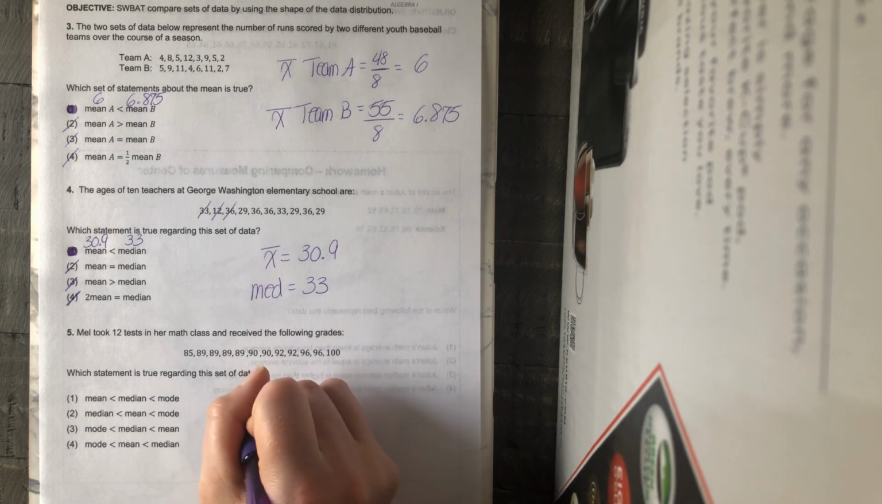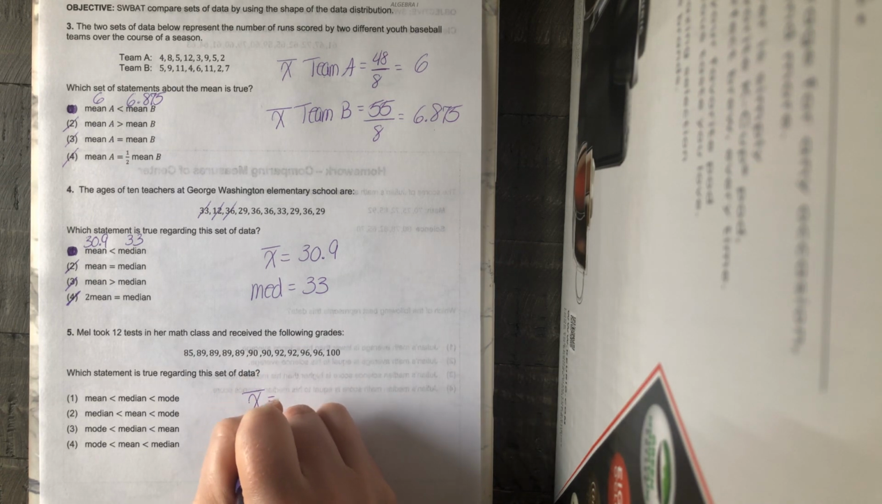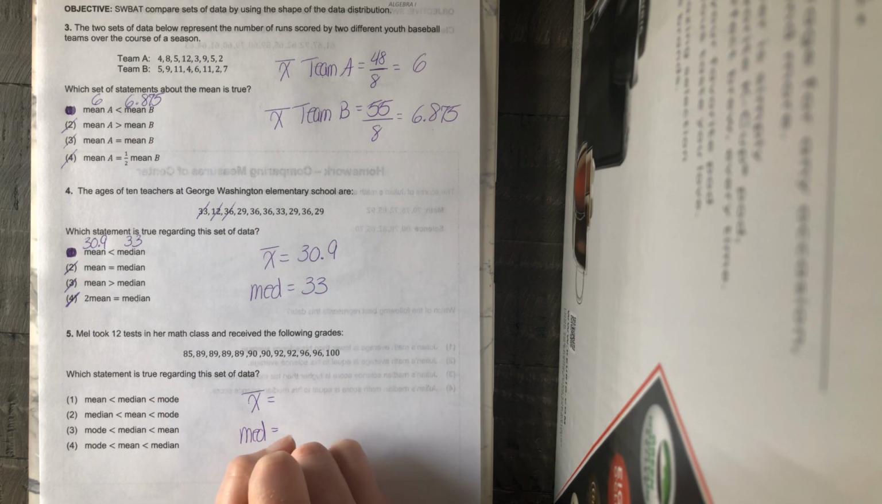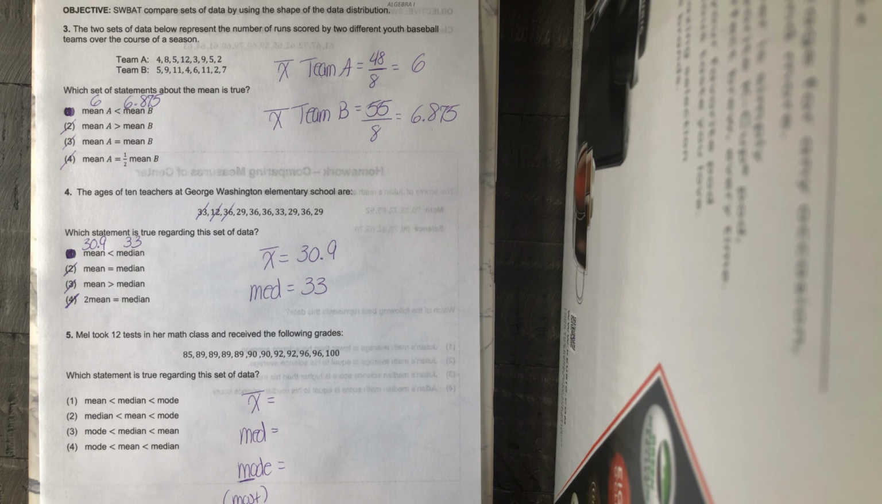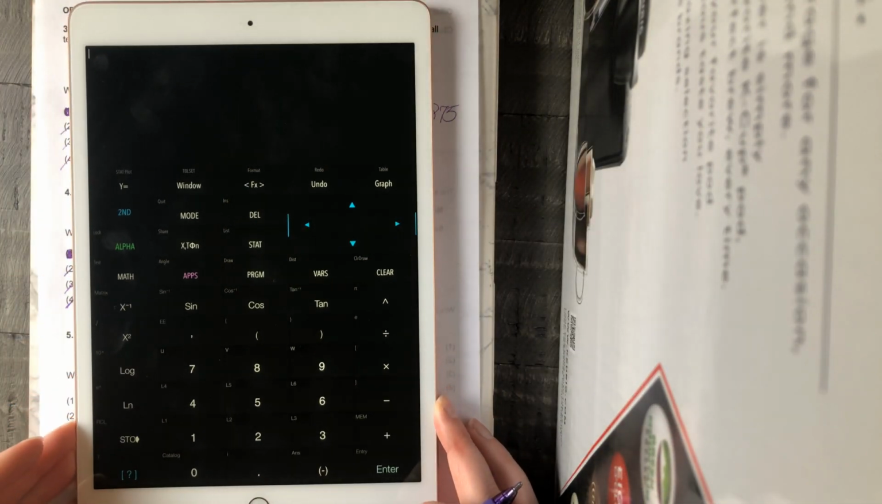So I'm just going to set myself up here to find the mean, the median, and the mode. And just as a reminder, the mode, MO, is the number that you see the most, MO. Mode is most. All right. So I'm going to go ahead and let's work on this one together. Let's just practice using that calculator again.